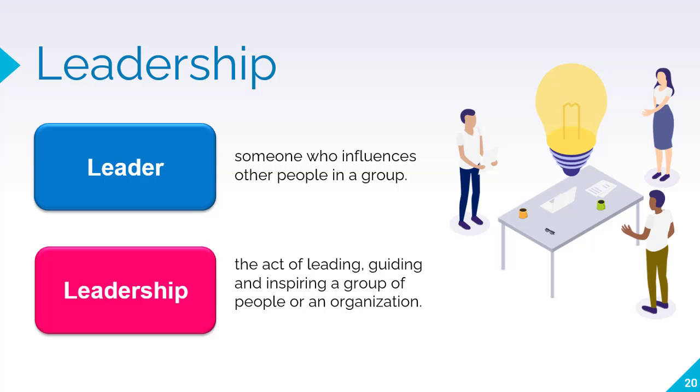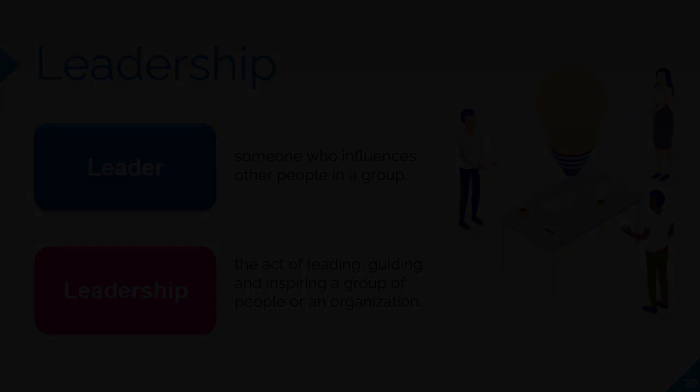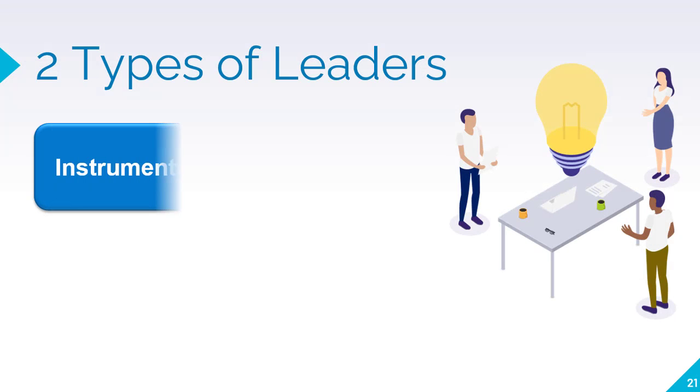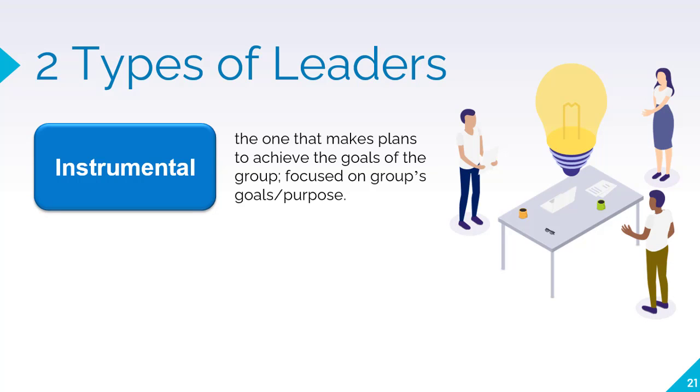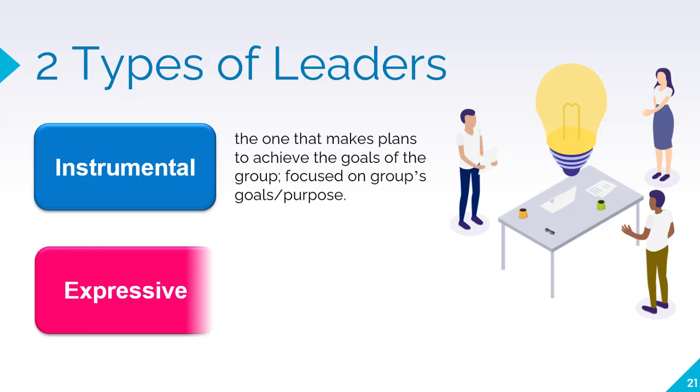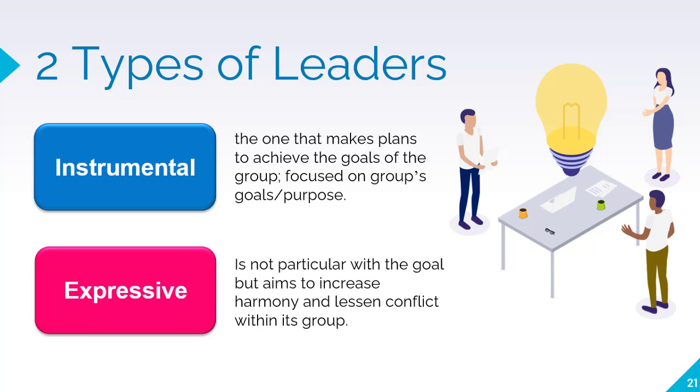There are two types of leaders: the instrumental leader and the expressive leader. An instrumental leader is the one that makes plans to achieve the goals of the group. This type of leader is focused on the goals and purpose of the group and makes plans in order to achieve them. An expressive leader is not particular with the goal but aims to increase harmony and lessen conflict within the group. Some qualities of a leader.